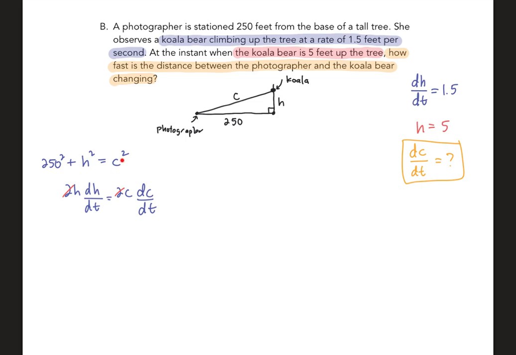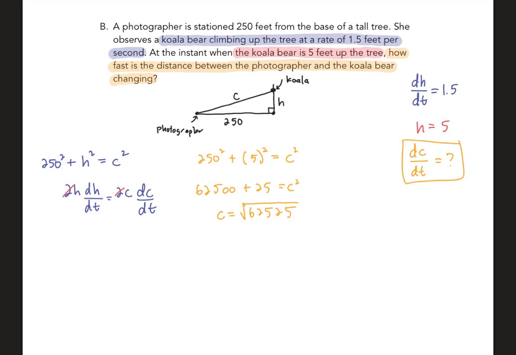We're given h here, so now we can plug it in and solve for c. So 250 squared plus h, which is 5, so 5 squared, equals c squared. 250 squared is 62,500. So c equals the square root of 62,525.